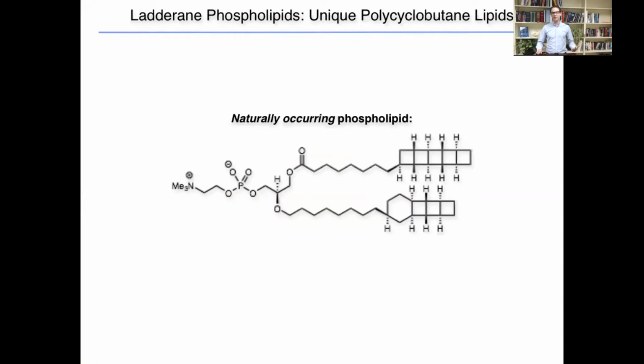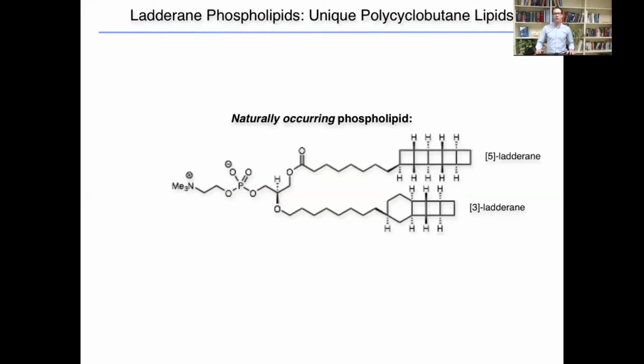And of course, that's going to mean there's a lot of strain in these compounds. And that also means that they have been a pretty big synthetic challenge to attempt or to accomplish. And again, that's something that we've been working on in my lab basically since we started in 2012.